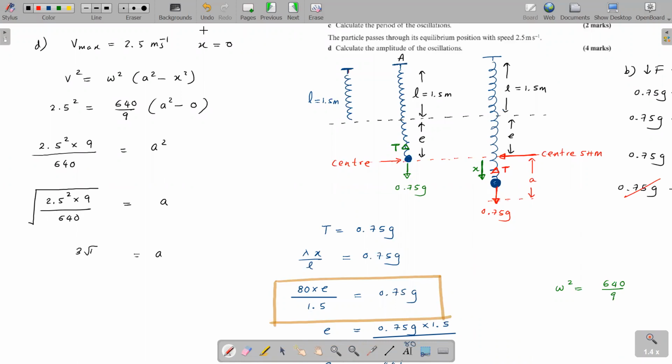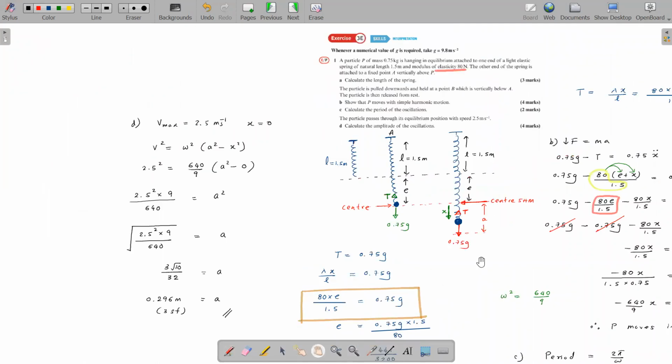3 root 10 divided by... and then how much is it to 3SF? So the 3SF answer is 0.296 meters corrected to 3SF. Okay, so this is the answer for the first question.